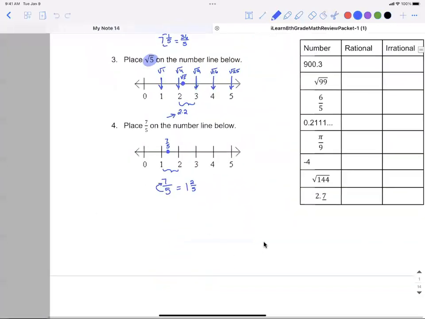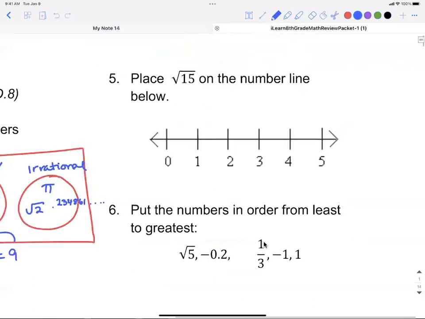Okay. All right. So number 5, same thing. We're placing a non-perfect on a number line. So I'm going to give myself a couple of perfects here. 9, 3 times 3 is 9, 4 times 4 is 16, 5 times 5 is 25. So there's a couple of perfects. Now I'm going to ask, where does 15 fit in? Well, 15 fits in about right here.